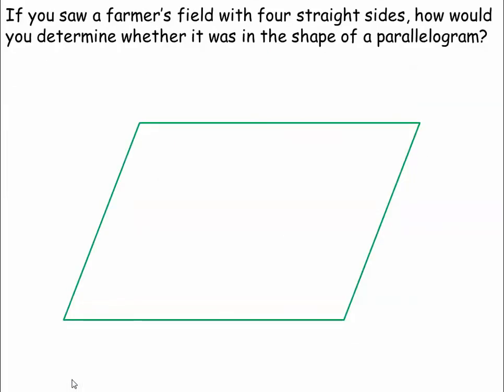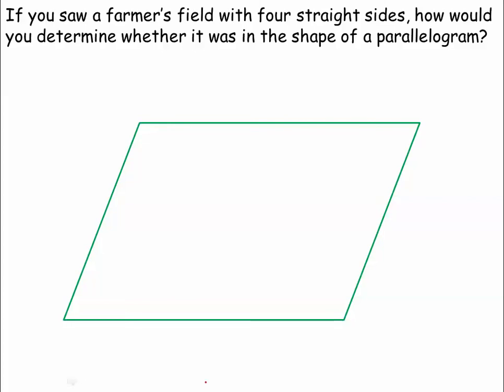Now on this one it says, if you saw a farmer's field with 4 straight lines, how would you determine whether it was in the shape of a parallelogram? Well, we already have learned that we could go through and prove that sides were parallel, but if you're thinking about a plot of land, and especially depending on how big the field was, it's going to be kind of hard to prove that your lines are parallel. So what would be more sufficient is to actually measure the sides, and you would measure the opposite sides, and if they were the same length, then it's going to be a parallelogram.